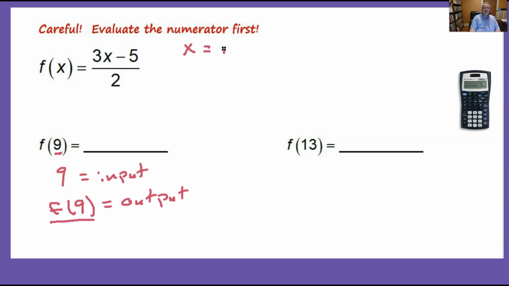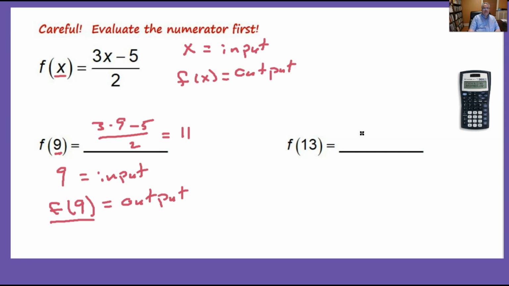X in general represents the input, and then the output is f of x. What this says is whatever the input is, this is what we do to it. We're going to multiply it by 3, subtract 5, and divide by 2. So when the input is 9, we're going to put 9 in for x. We're going to do 3 times 9 minus 5, all divided by 2. Well, that's 27 minus 5 is 22, divided by 2 is 11.